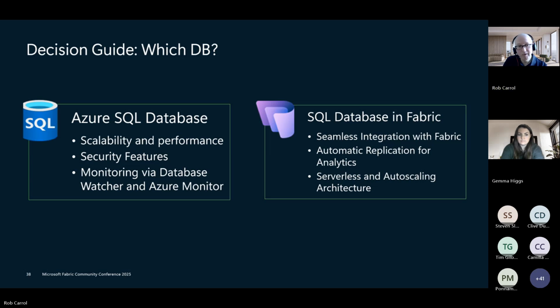The pros of using SQL Database in Fabric is basically you've seen how easy it is to set up. You've got automatic replication of data for your analytics queries, and it has the serverless and auto-scaling architecture, which just makes it scale up and scale down as required.